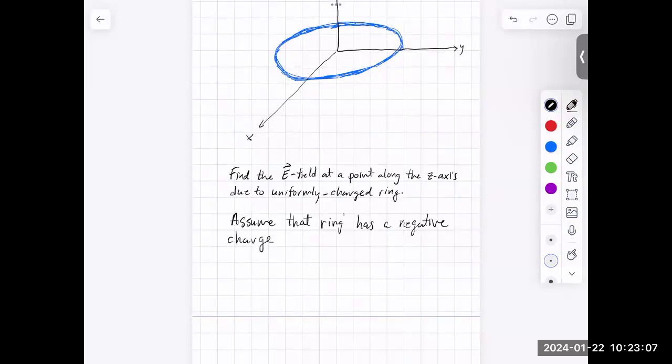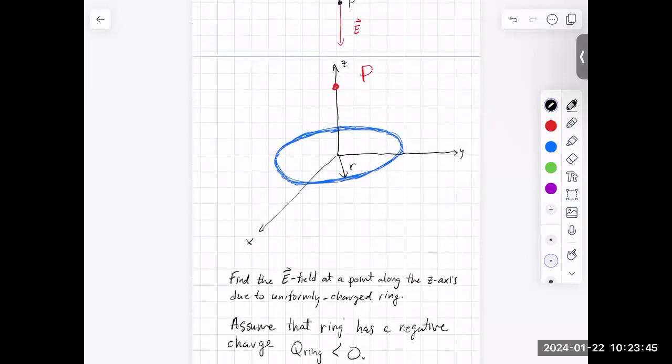Let's say Q ring is less than 0. So Q ring is some number that's a negative number. And so in that case, the charge per unit length, lambda, is going to be Q ring divided by the length of the ring. Because it's a circle, that length is the circumference, 2 pi times the radius. And so over here, we'll label this as the radius r. And then let's label this height z.